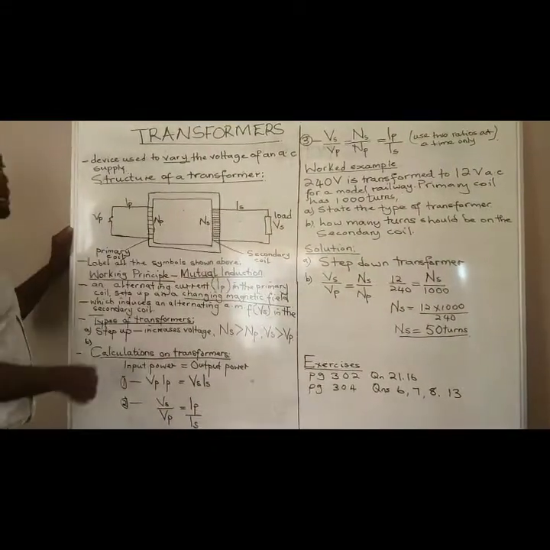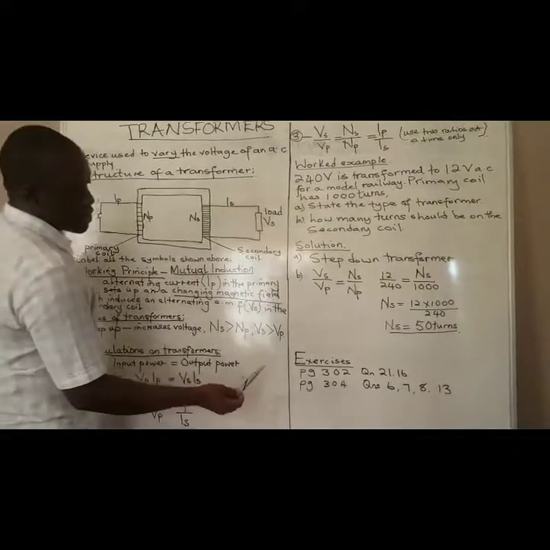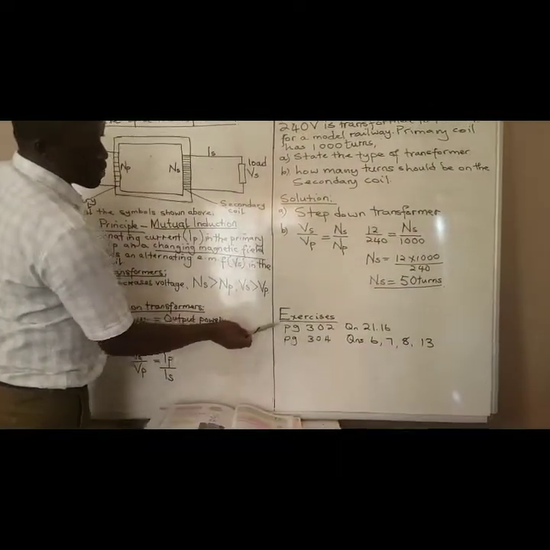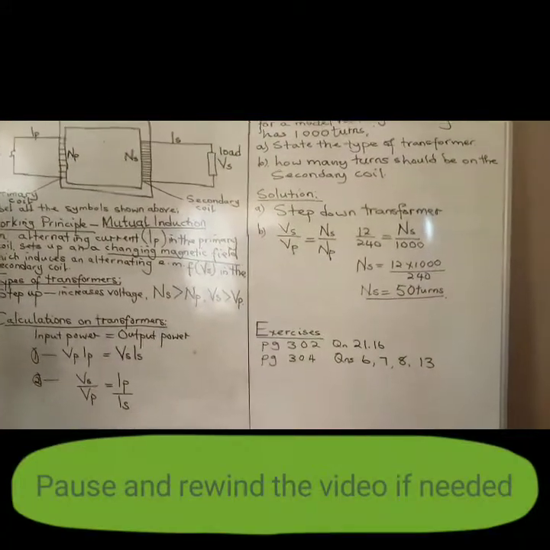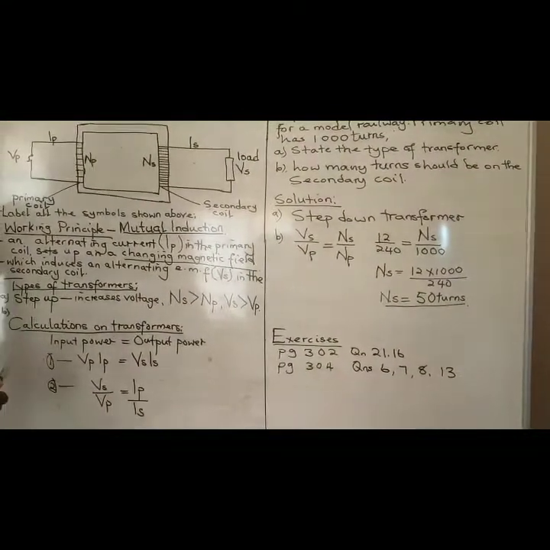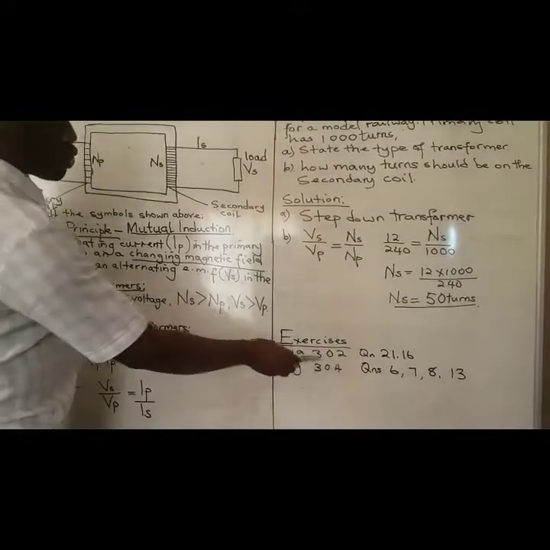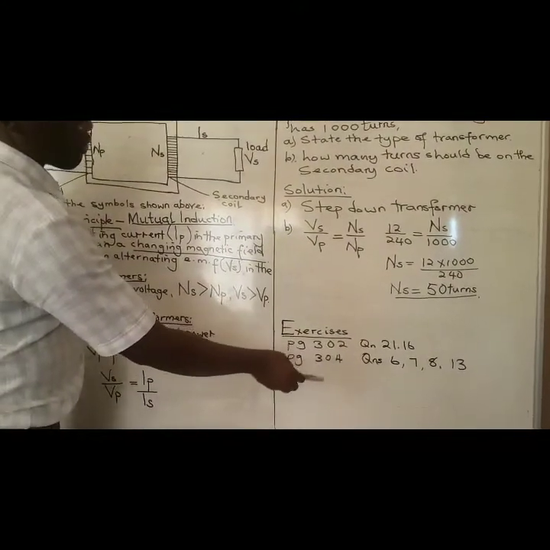So move on to read on transformers. There's a lot here. We'll see it as you read on. Then this is a short exercise which you have to go through. Make sure you write it clearly. I'll have to check it and look at it later on. Page 302, 304, following questions.